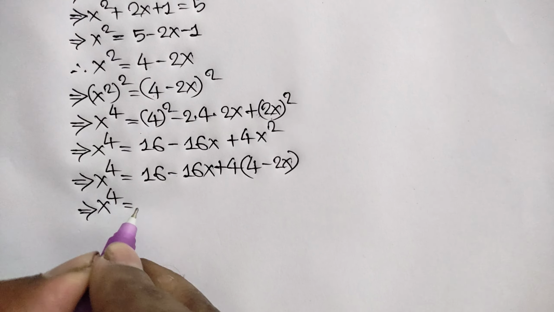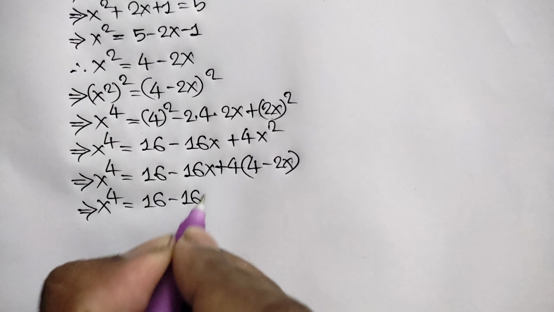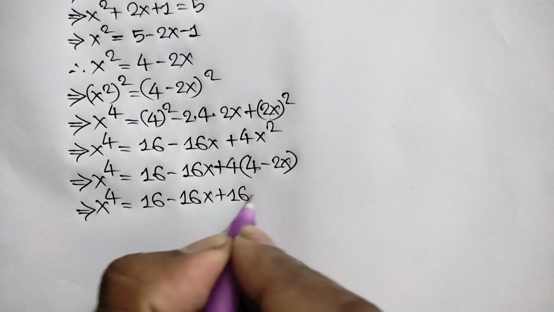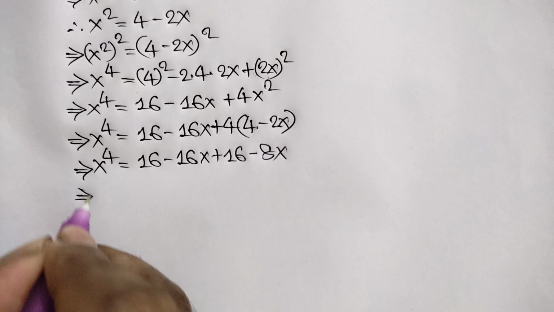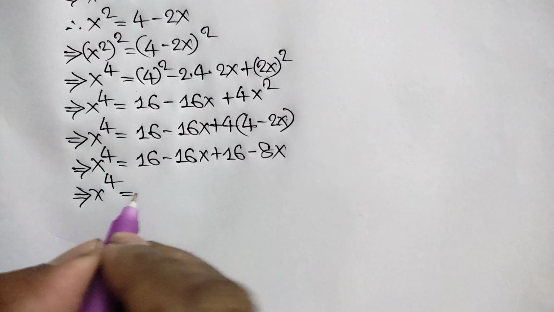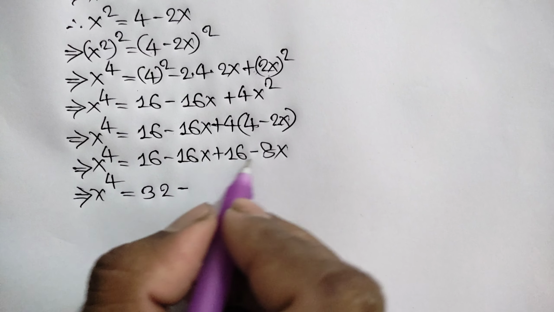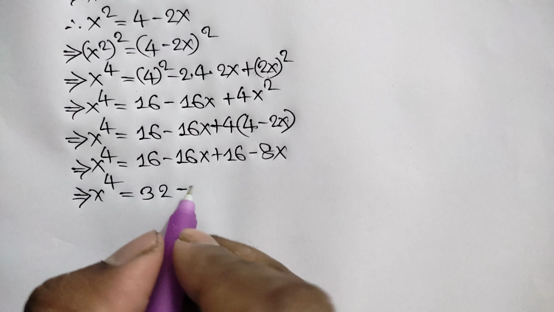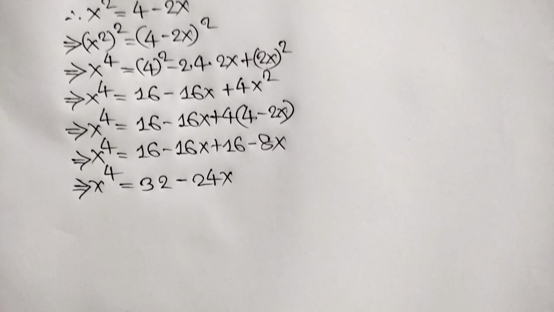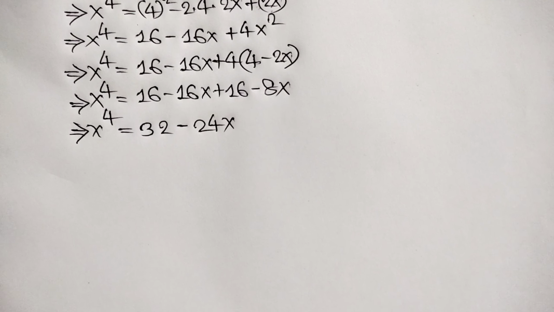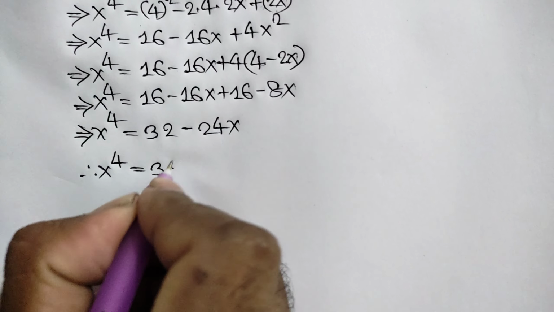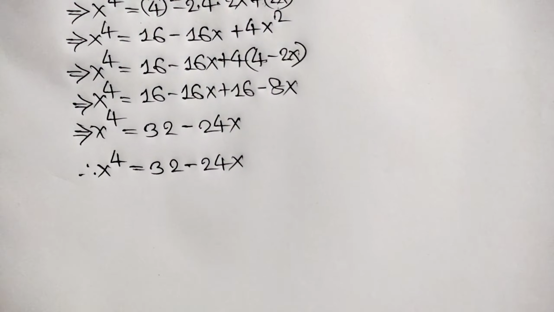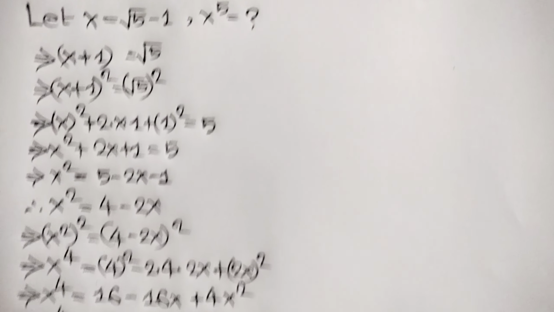So x^4 = 16 − 16x + 16 − 8x. Then 16 plus 16 is 32, minus 16x minus 8x is minus 24x. So we get x^4 = 32 − 24x. We need the value of x^5.